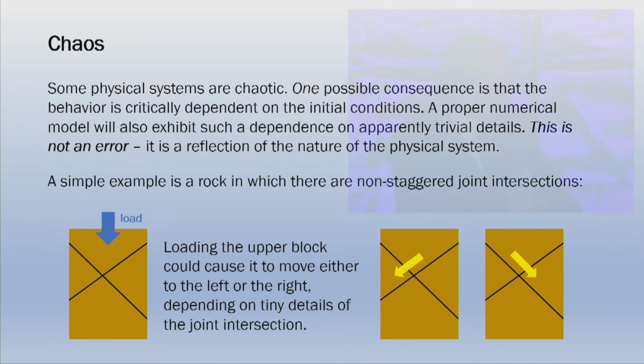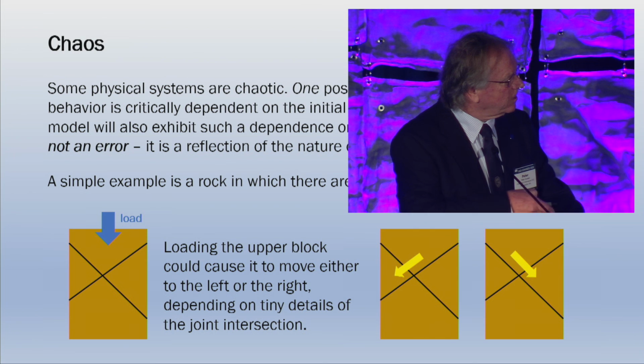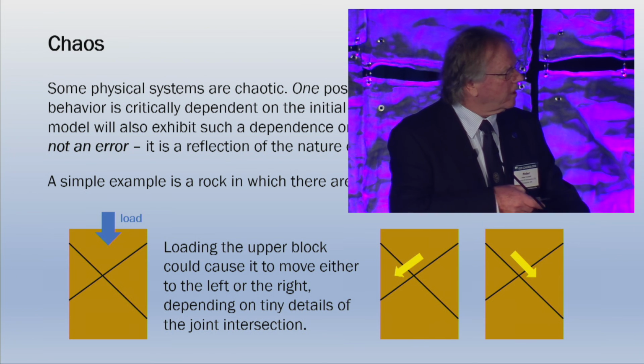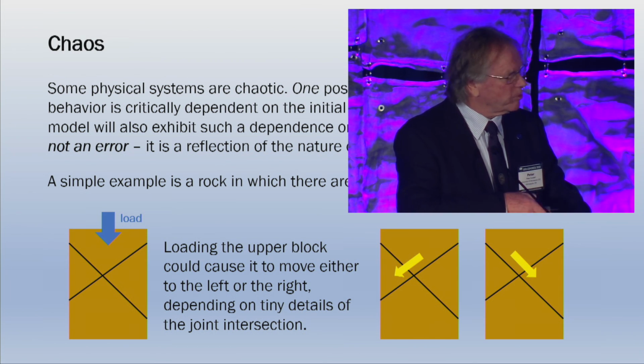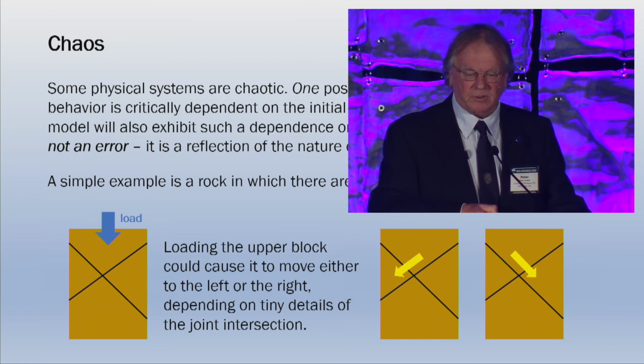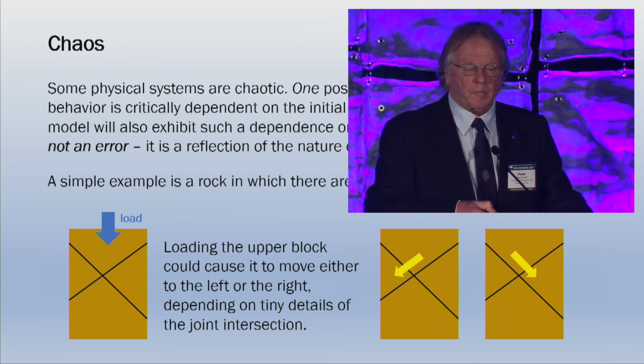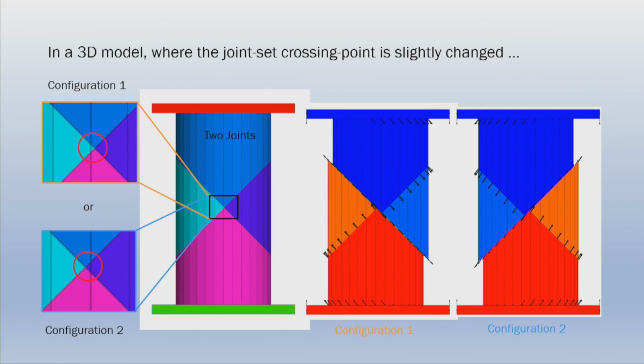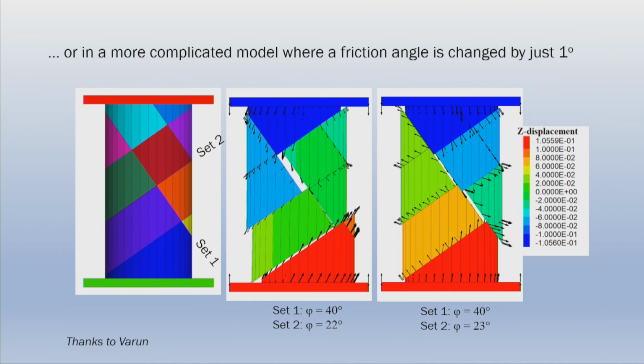If you have a rock, for example, where you have cross joints like this, loading will cause it either to move to the left or to the right, depending on trivial details. In fact, we made a 3D model. My colleague Farron made a 3D model where he changed that crossing point very, very slightly and got two different results.